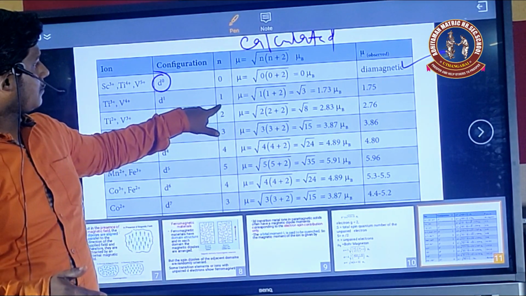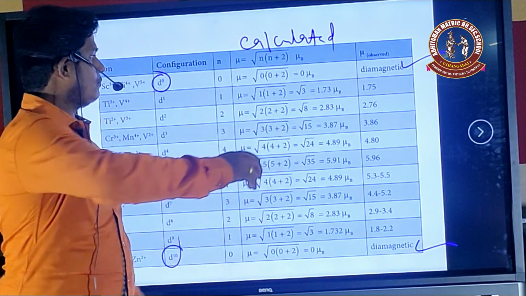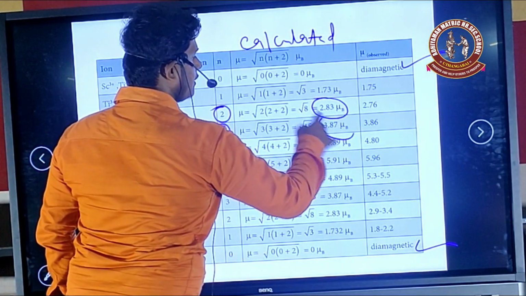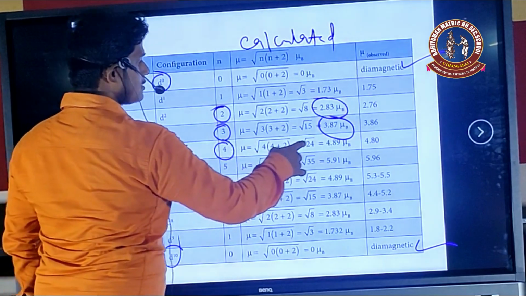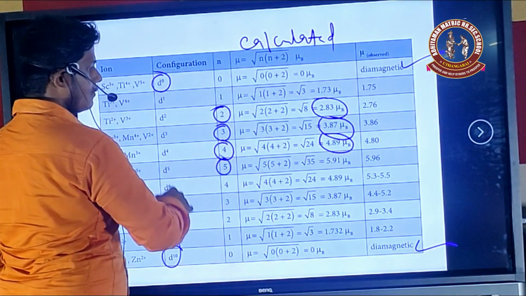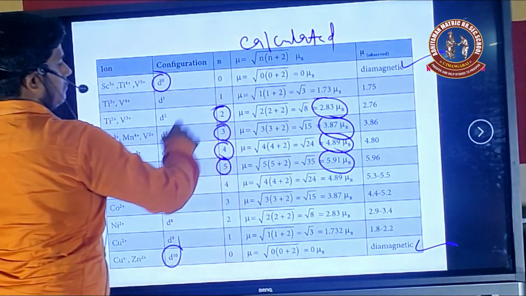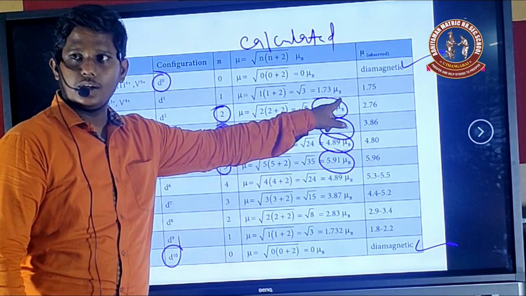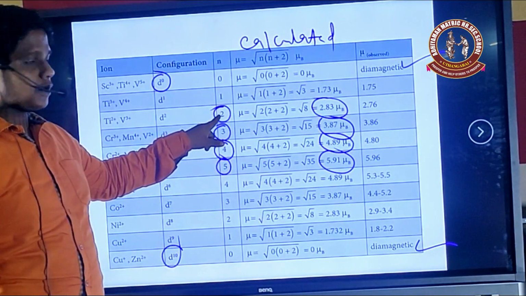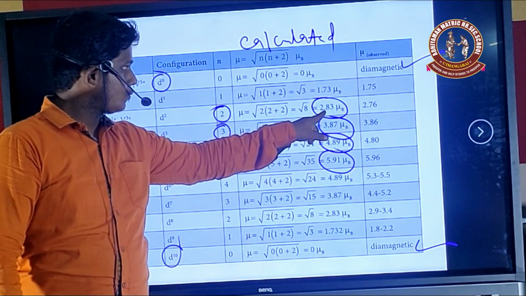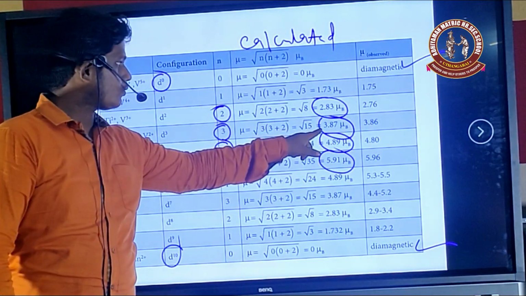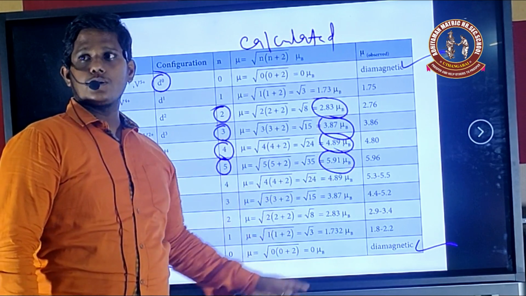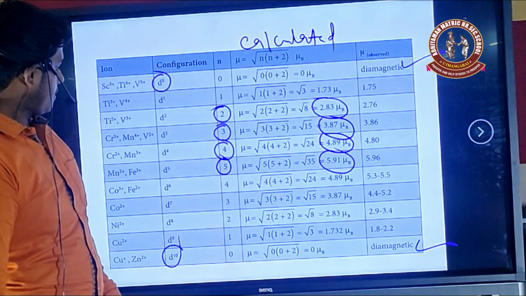Okay, suppose you take number of unpaired electrons 2, the value is 2.83 BM. Also 3, the value is 3.87 BM. 4 is 4.89 BM. 5 is 5.91 BM. So very simple. Number of unpaired electron 1, the value starts at 1.73 mu B or BM. 2 gives 2.83 BM. 3 gives 3.87. 4 gives 4.89, then 5 gives 5.91. So easy to remember all these values.